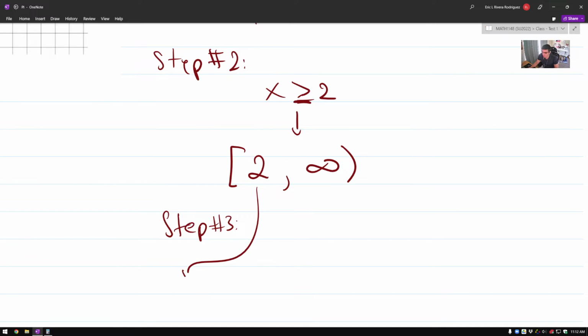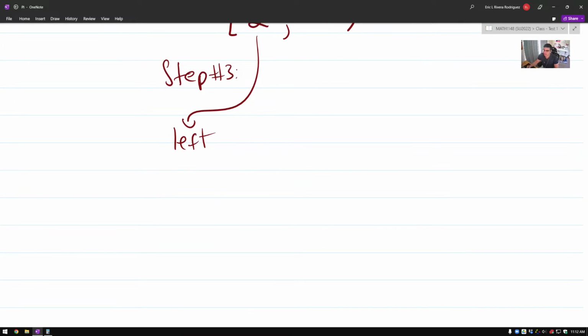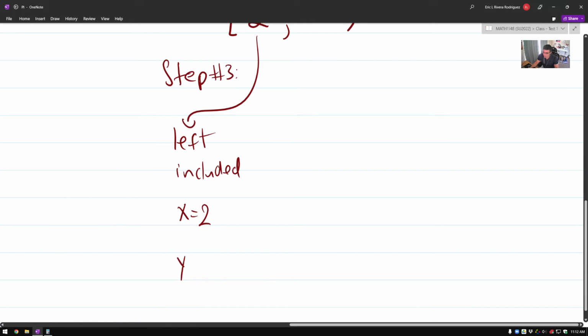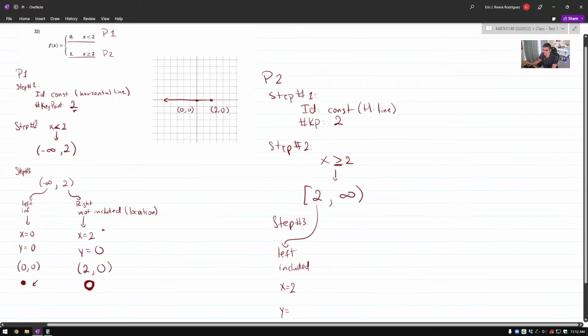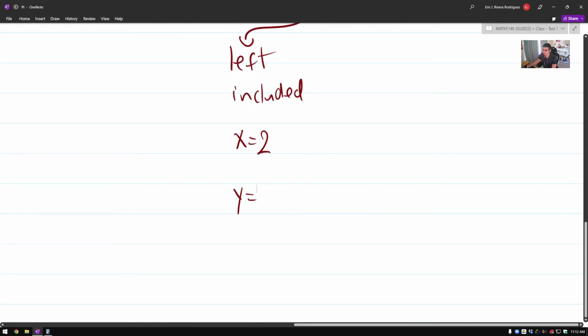Step number 3. So we go here. This is the left boundary. This one is included. X is going to be 2. Y is going to be based on the definition of that piece, so y is going to be 1. So the point is 2, 1. It's going to be a solid point because it's included.